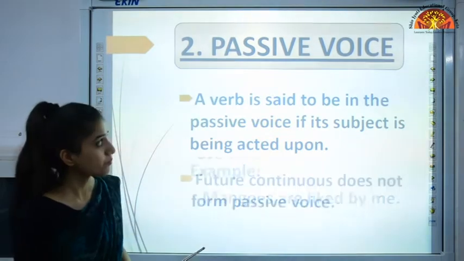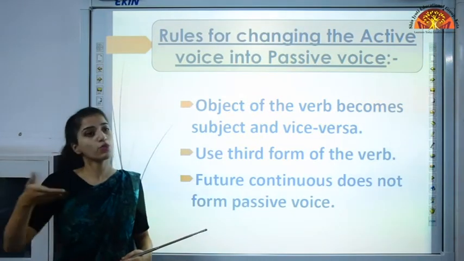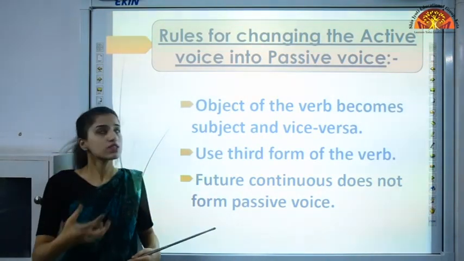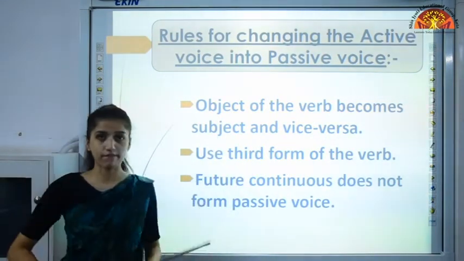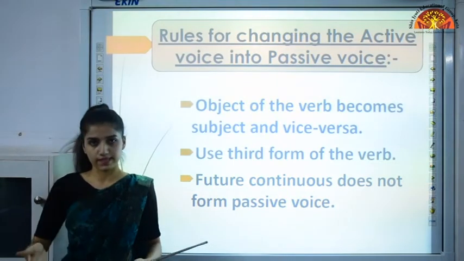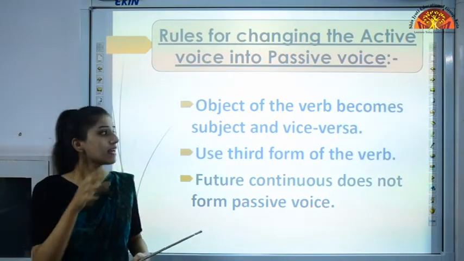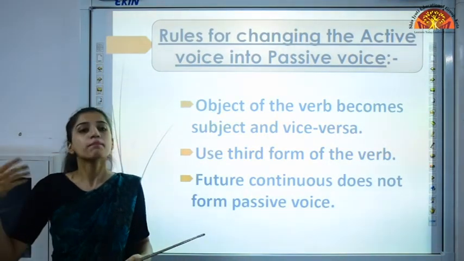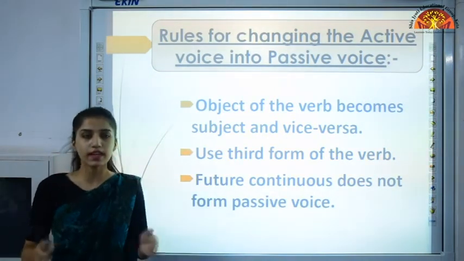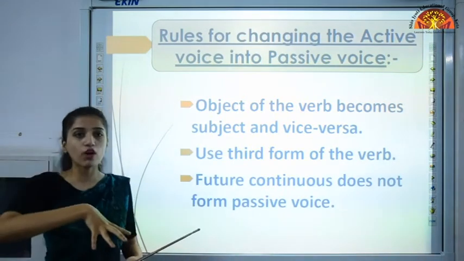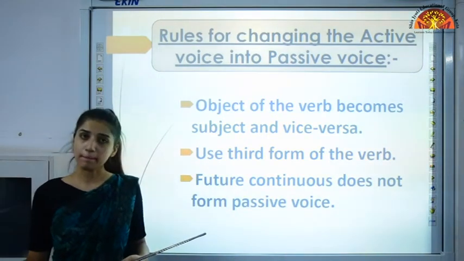So now there are some rules for changing the active voice into passive voice. What are those rules? So the first rule is, the object of the verb becomes the subject and vice versa. When we are converting active into passive, the object of the verb in the sentence converts into the subject of the passive voice. And vice versa, the subject of the active voice converts into the object of the passive voice.